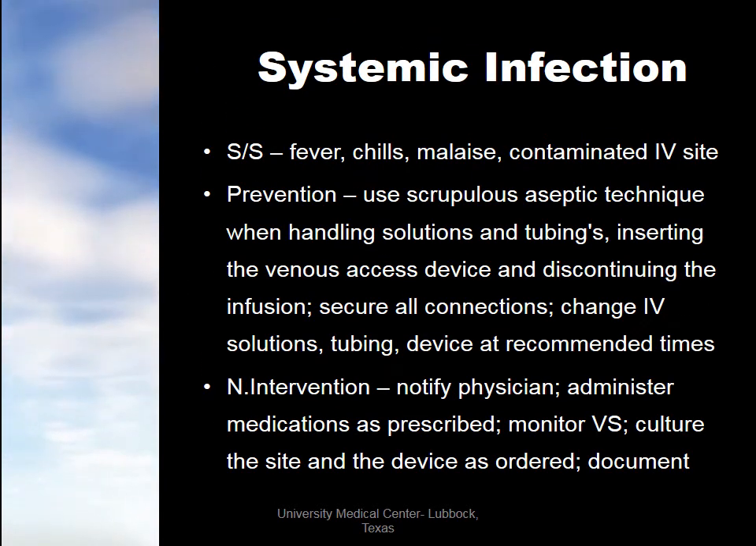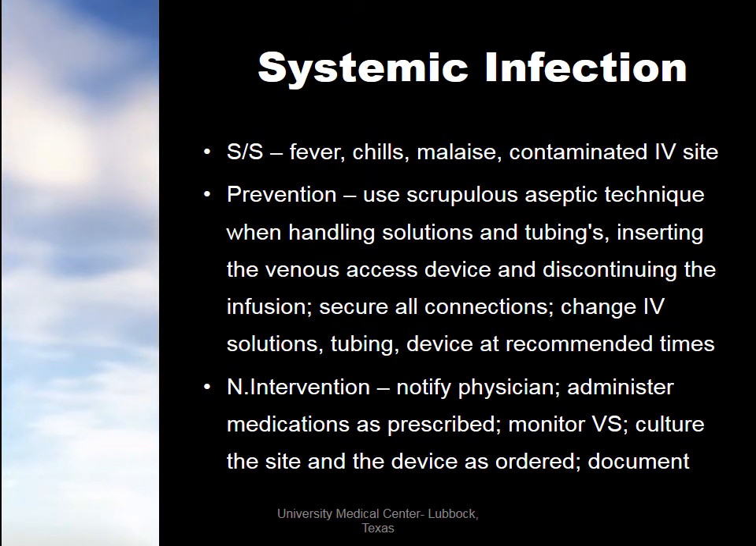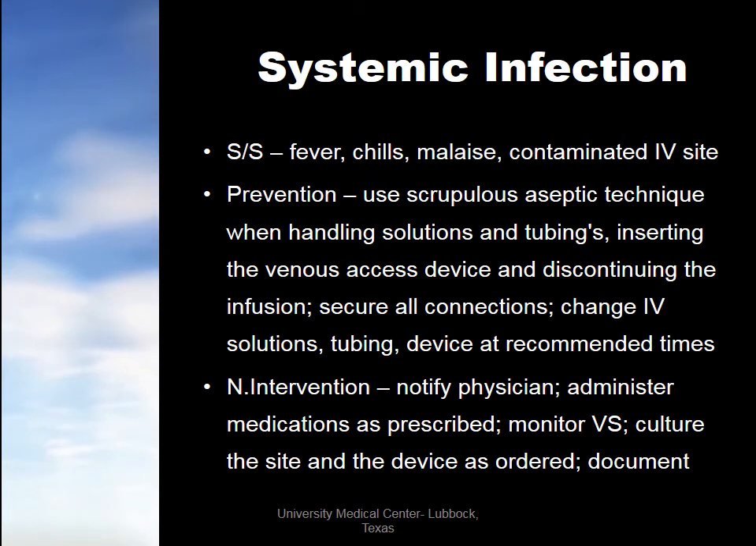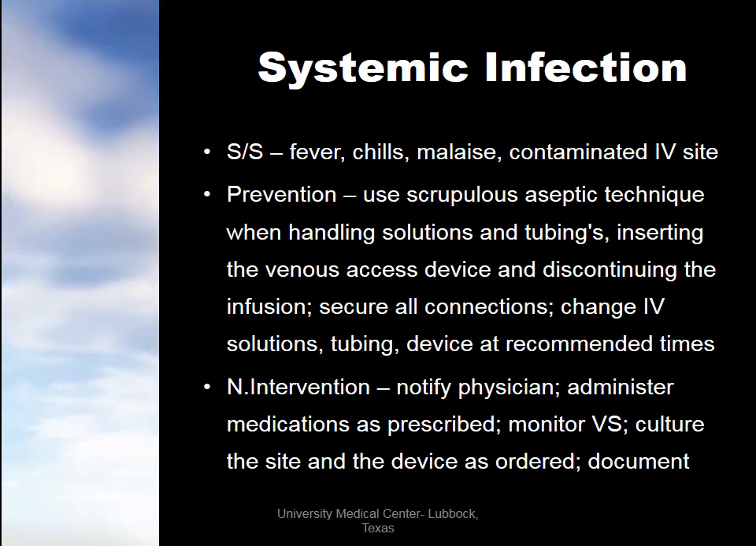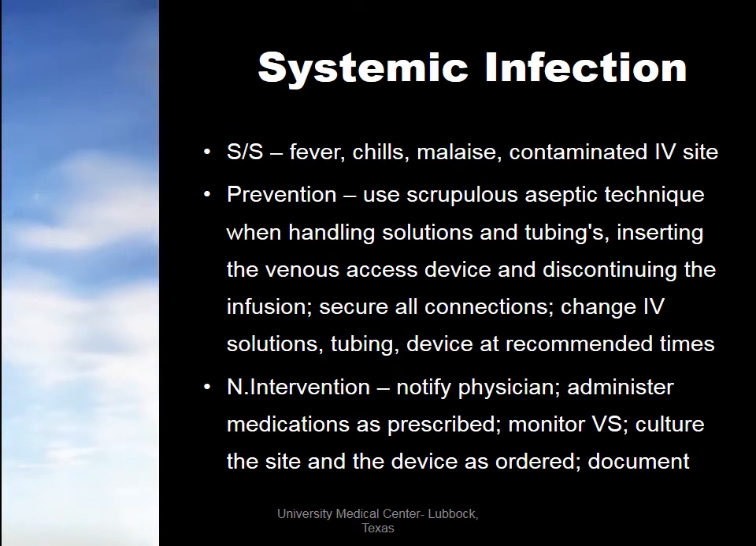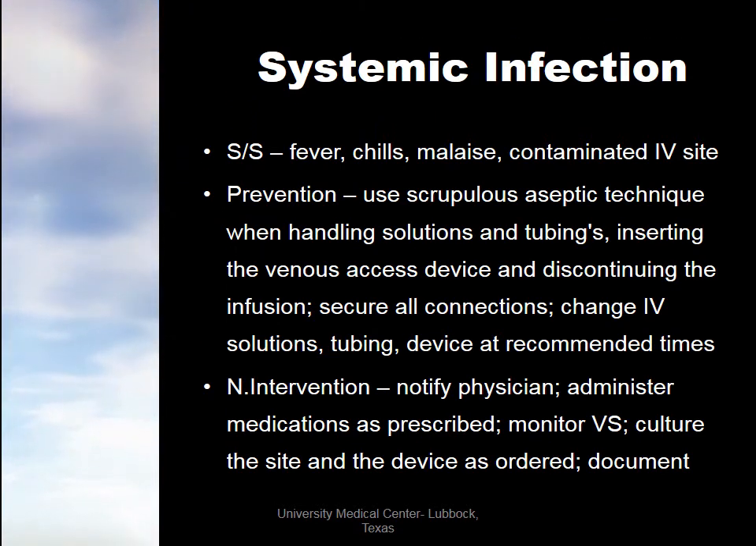Systemic infection, also known as septicemia or bacteremia. Possible causes include failure to maintain aseptic technique during insertion or site care, severe phlebitis, which can set up ideal conditions for organism growth, poor taping that permits a venous access device to move, which can introduce organisms into the bloodstream, prolonged indwelling time of device, and immunocompromised patient.